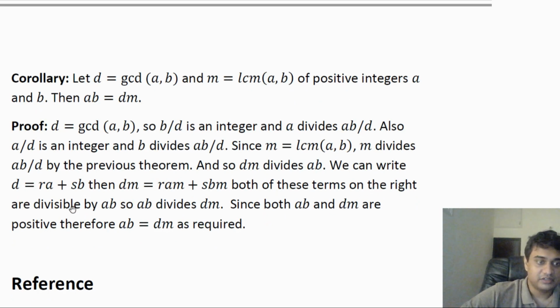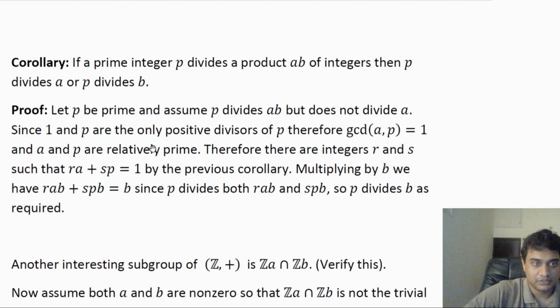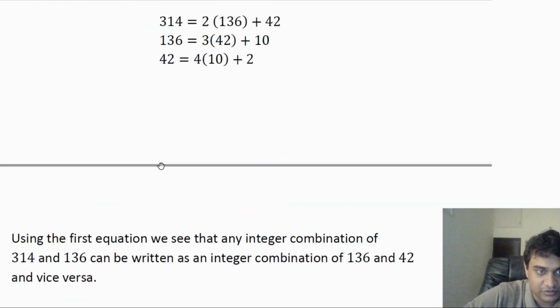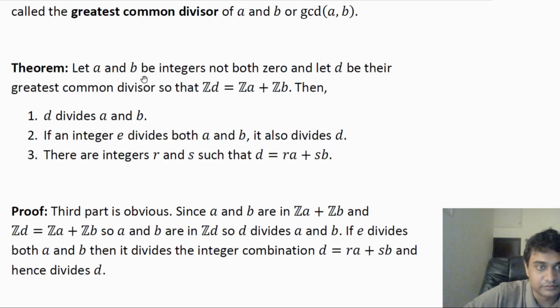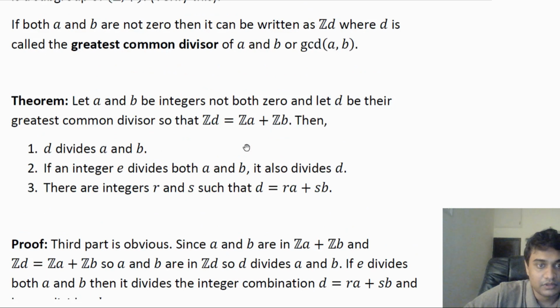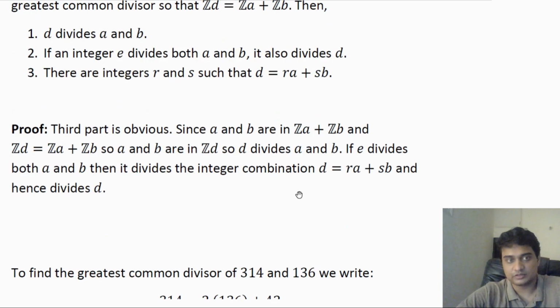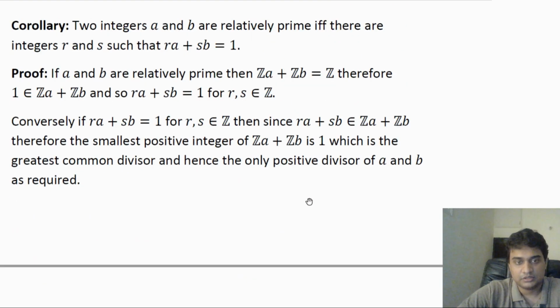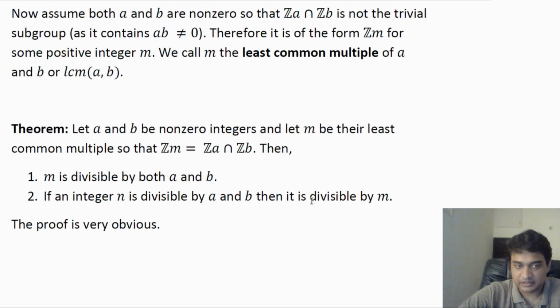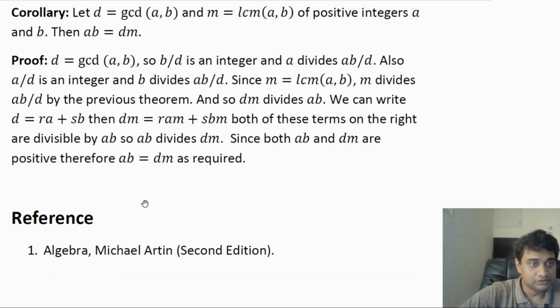Now we can write D equals RA plus SB. D is the greatest common divisor of A and B, and the greatest common divisor can be written as an integer combination of A and B. Just take a look at this theorem: if D is the greatest common divisor of A and B, then D equals RA plus SB for some integers R and S. I'm continuously reminding you because it's new, and this reminding makes things easier. So we can write D equals RA plus SB.